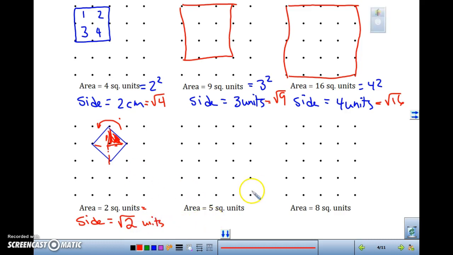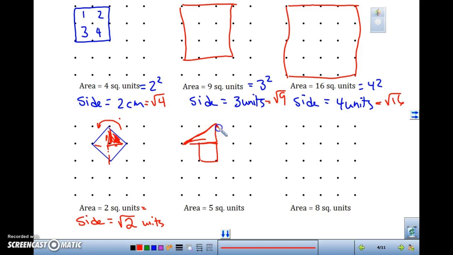I want you to think now, how could you draw 5 and 8? And remember, sometimes you start with a center square on these. If I start with this one being in the center of it, that's my 1. And now I've got to figure out how to get 4 more units. And this is tricky in that if I look at this triangle, I'm now going to make another triangle like that.